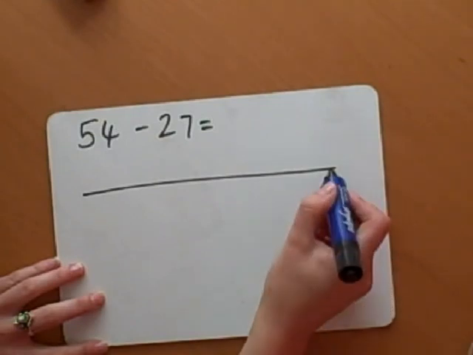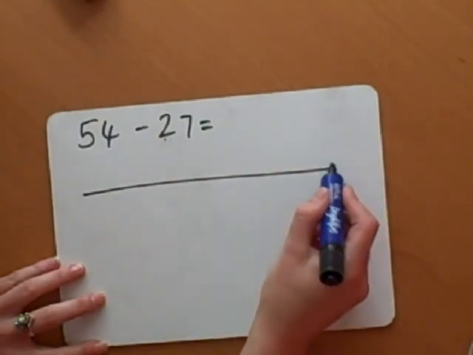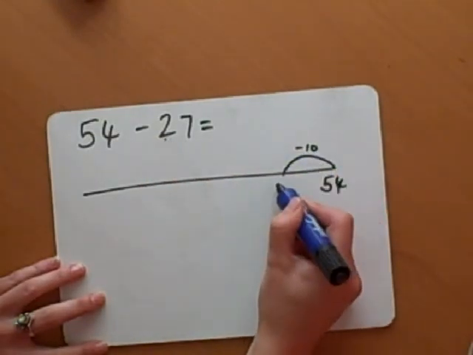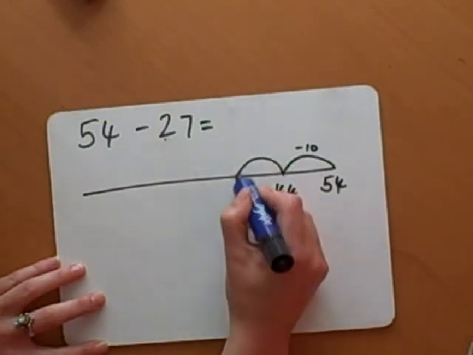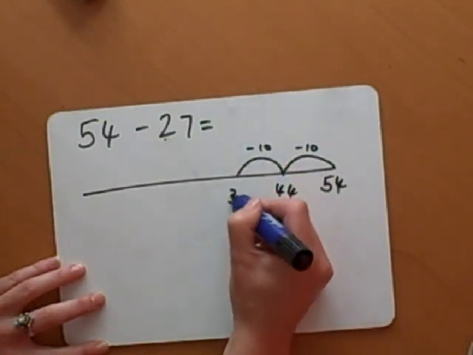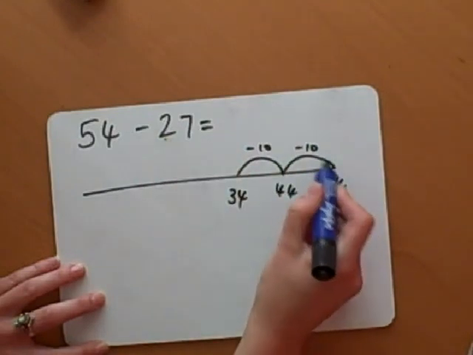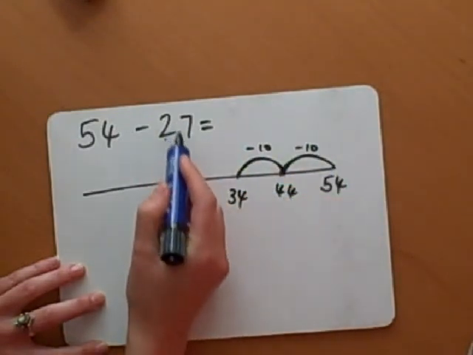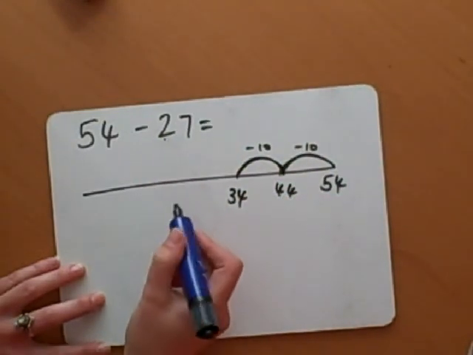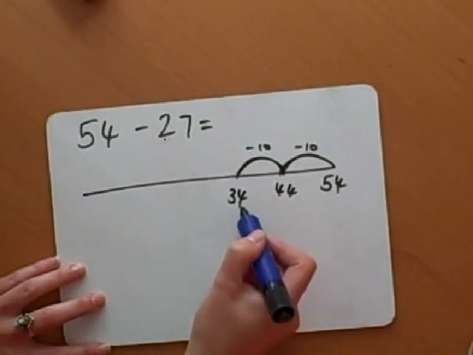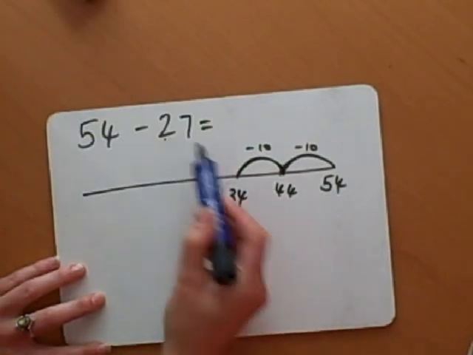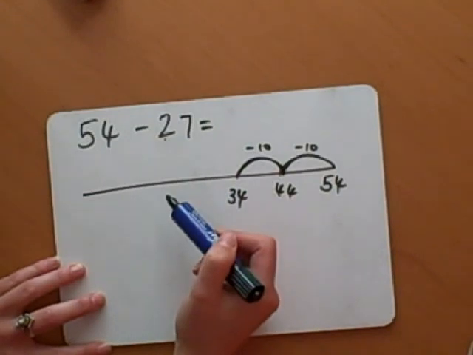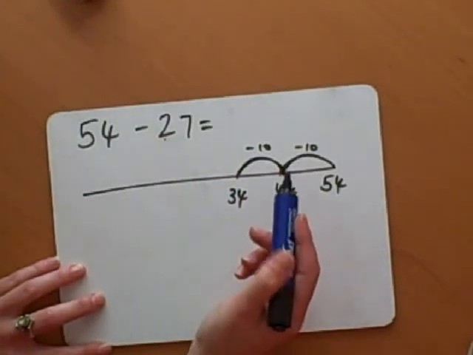Start with the largest, count back the tens. I have 2 tens. 1 ten takes us back to 44. Another 10 takes us back to 34. I've counted back 20. 10, 20. I now have my 7 to deal with. If I think about 34, which I'm on, I need to go back 7. That's going to go over that 30 barrier down into the 20s.